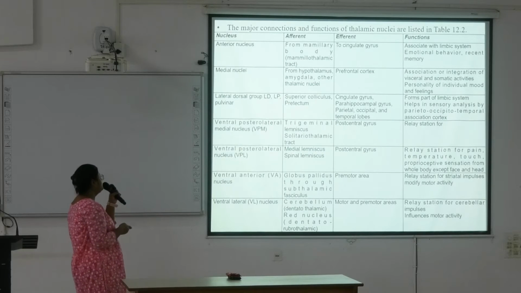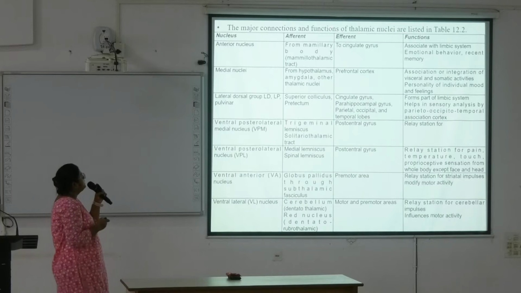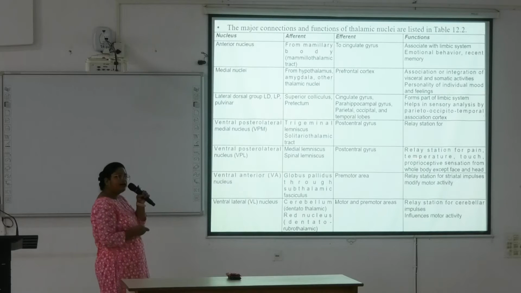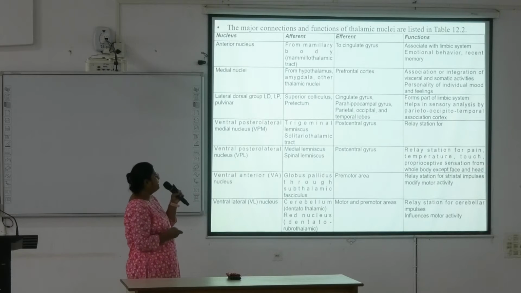Next is ventral posterolateral nucleus, VPL. Afferent is coming from medial lemniscus, spinal lemniscus. Efferent is going to the post-central gyrus, and functions are relay station for pain, temperature, touch, proprioceptive sensation from whole body except the face and head.